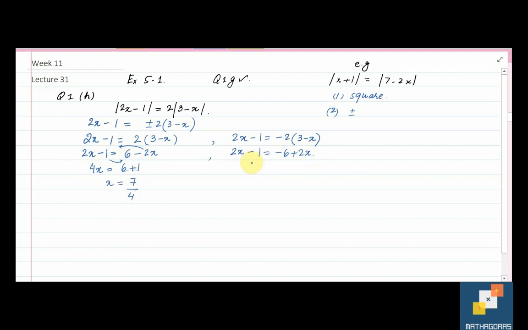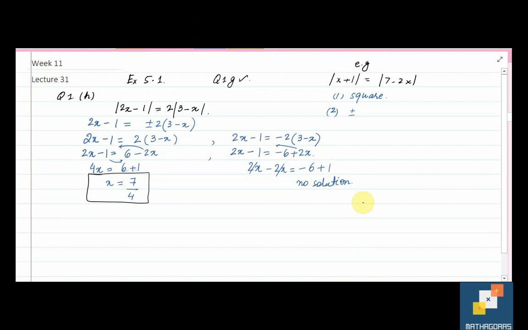On the right side, you can see that when you shift 2x to the left side, it's 2x minus 2x is equal to minus 6 plus 1. So x basically cancels, so there is no solution here. So that means we have one value of x, that is 7 divided by 4, right? Now if you need to plot the graph, how will you do it? Try it by yourself.